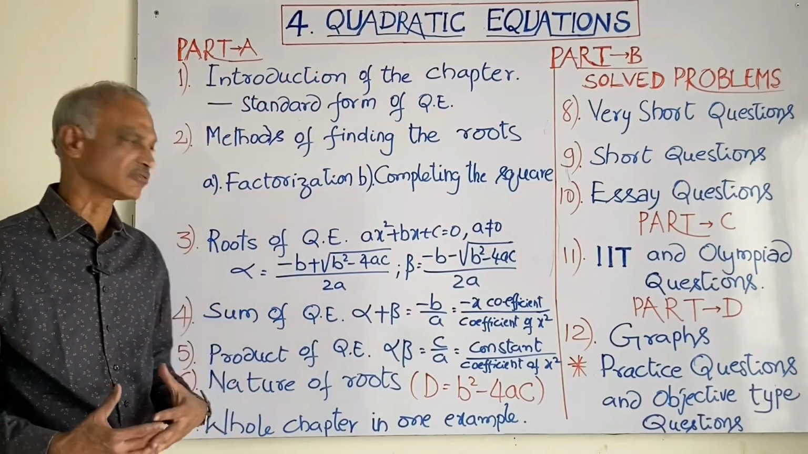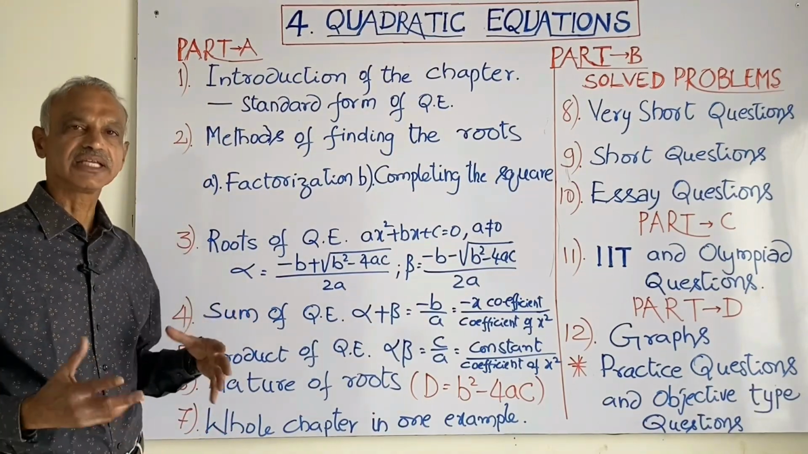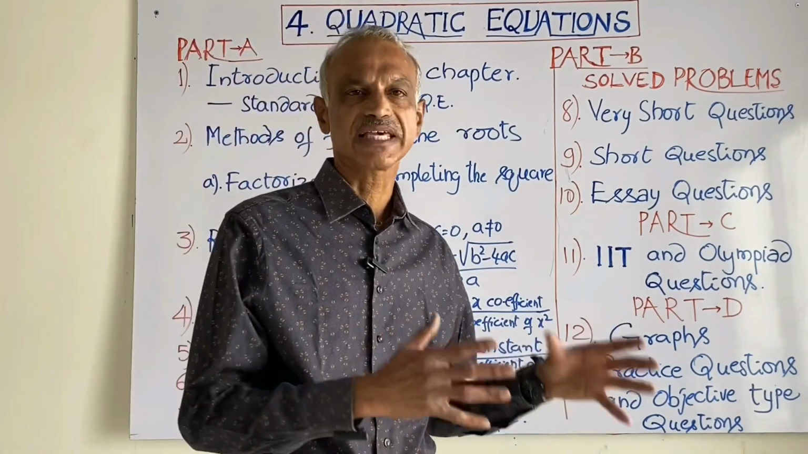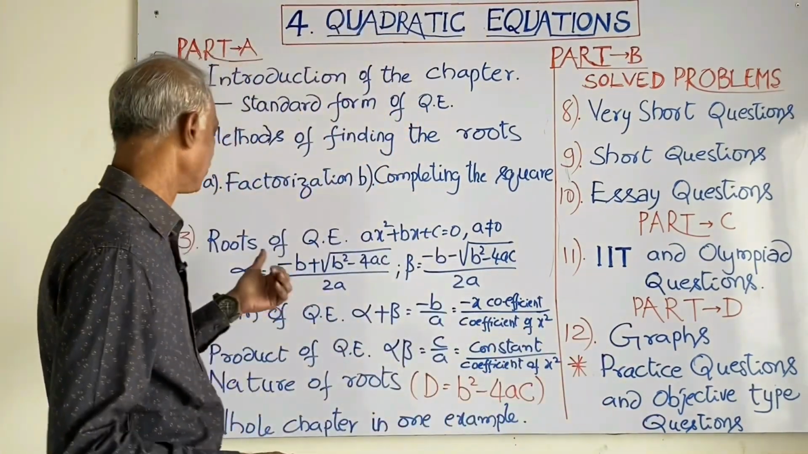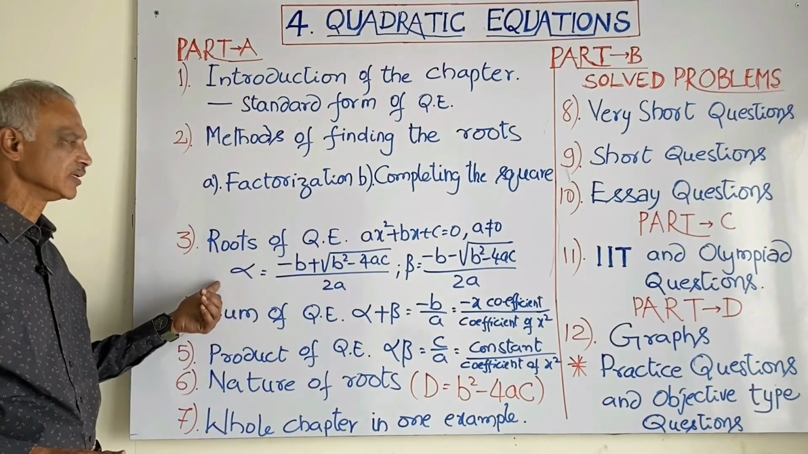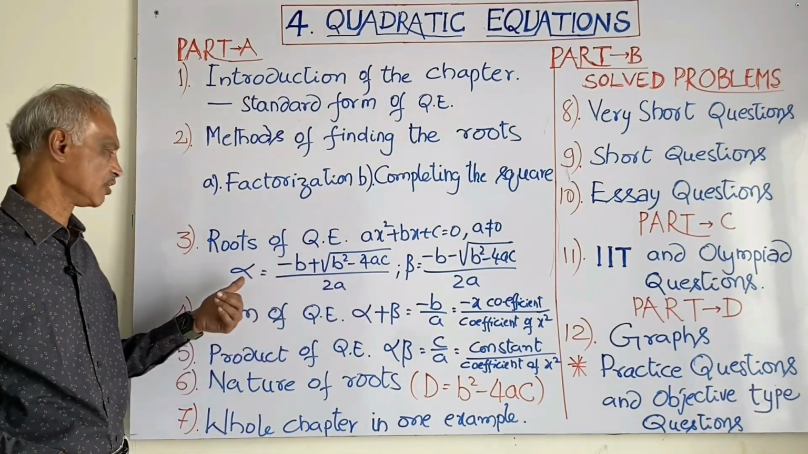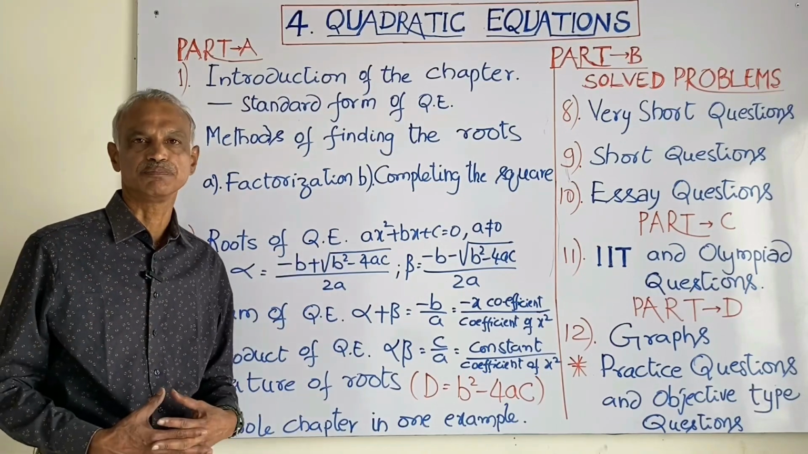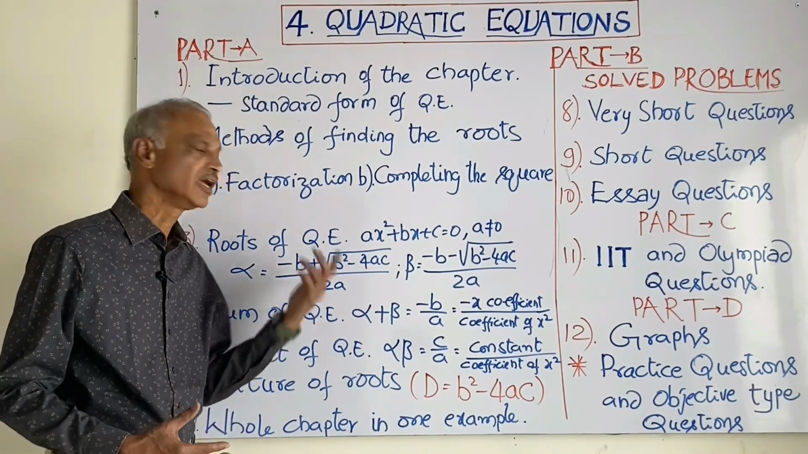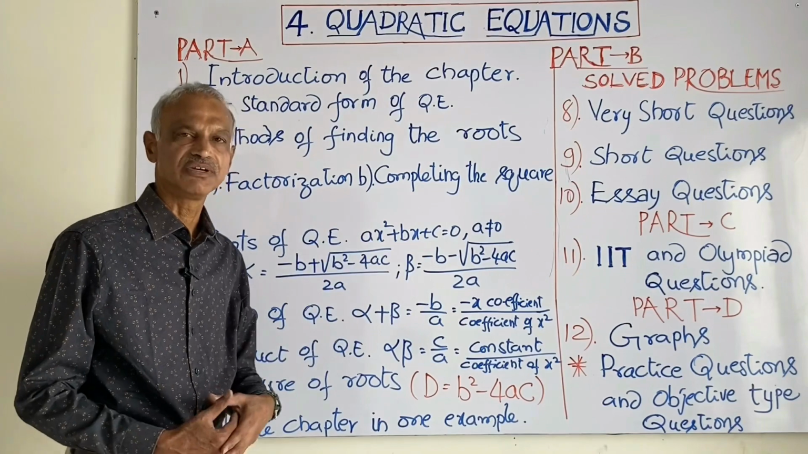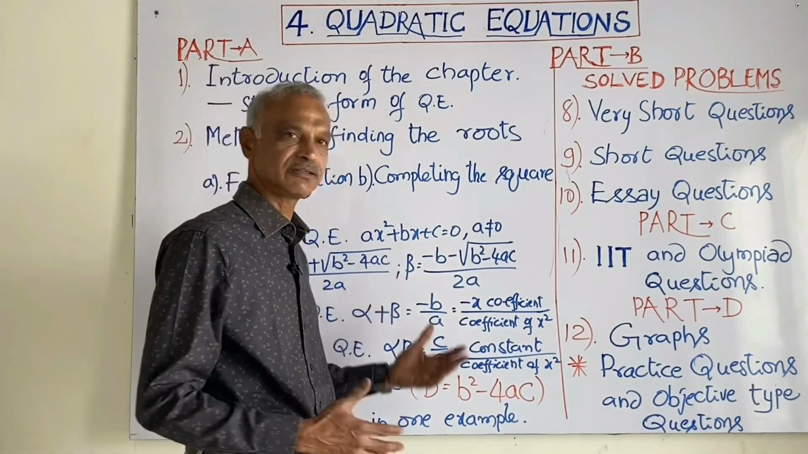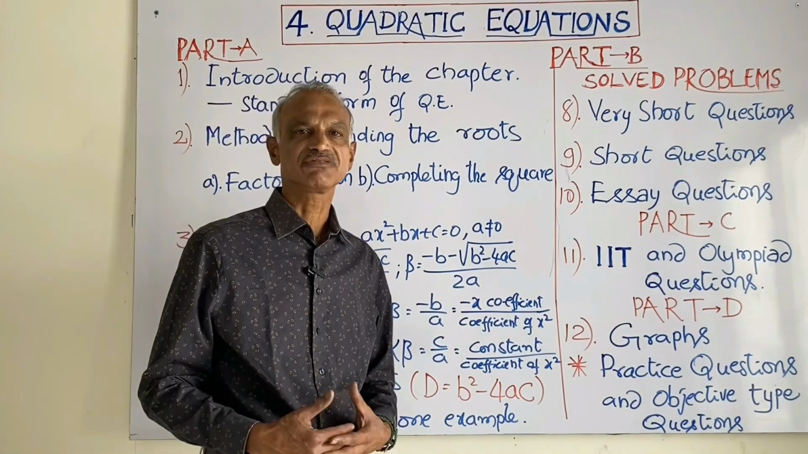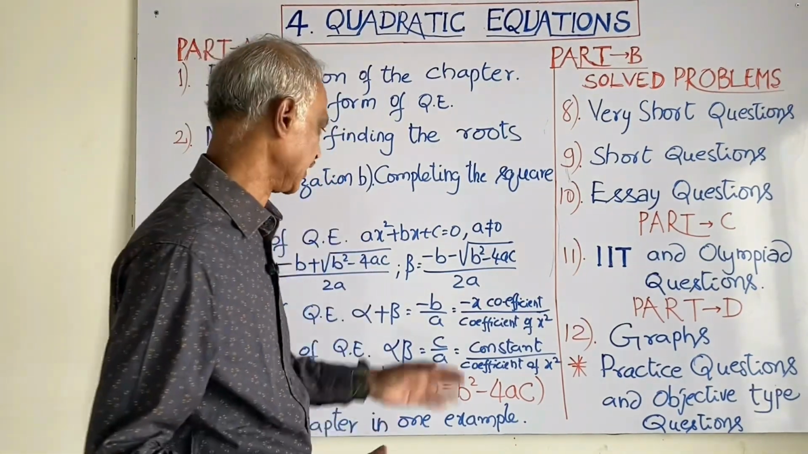What are the roots of the quadratic equation? It will have two roots, means two values of x, that is x1, x2 or alpha, beta. They are denoted by alpha and beta. Alpha will be minus b plus root of b square minus 4ac by 2a, and beta, that is x2, another value of x, will be minus b minus root of b square minus 4ac by 2a.